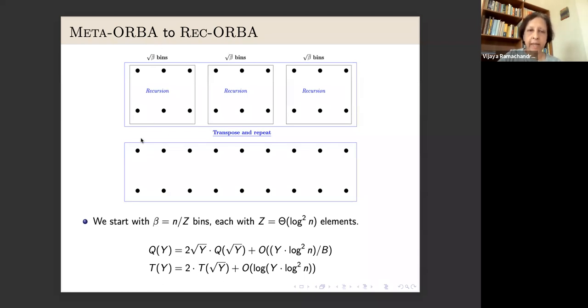call for the second call down here. And so once we complete the second layer, we are done and we get the oblivious random bin assignment. So we start with beta bins, and so the recurrence for the caching cost is given with the Q of Y, and the recurrence for the span is given with T of Y.